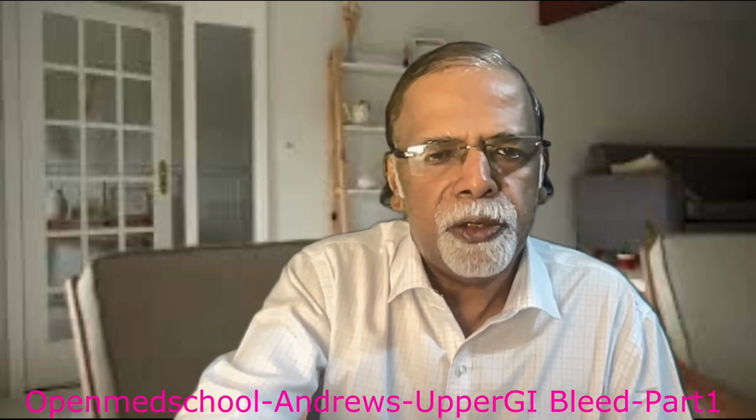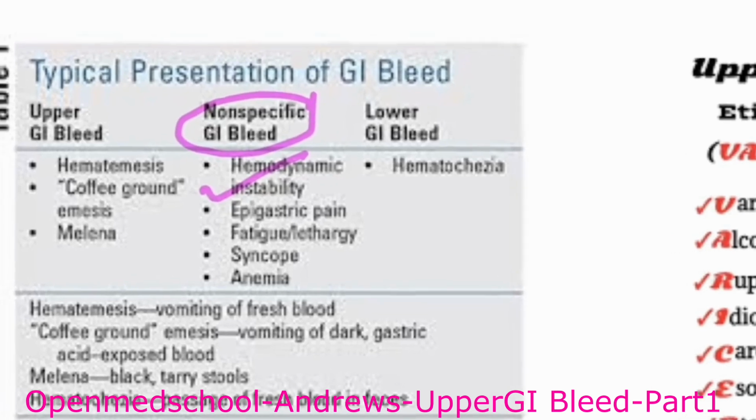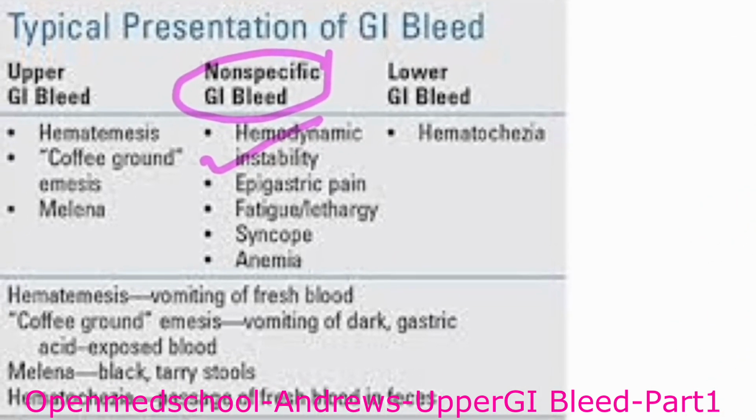So now we go to the presentations. There can be two types of presentation. One is the upper GI bleed. Second is the non-specific symptoms. We have already said the non-specific symptoms can be hemodynamic instability. That is, the patient may present because of hypotension, tachycardia, epigastric pain, fatigue, lethargy, syncope, and pallor. Already mentioned are hematemesis, coffee-colored emesis, and Melena.